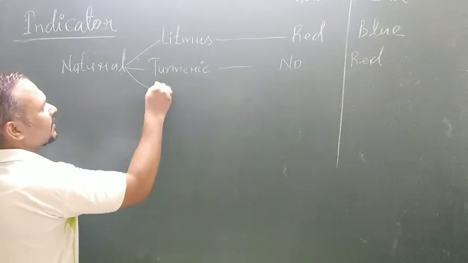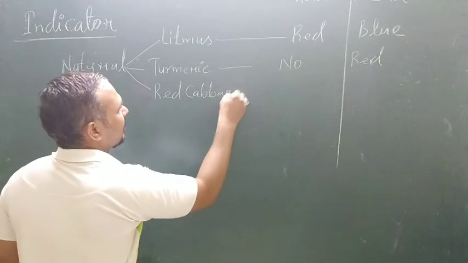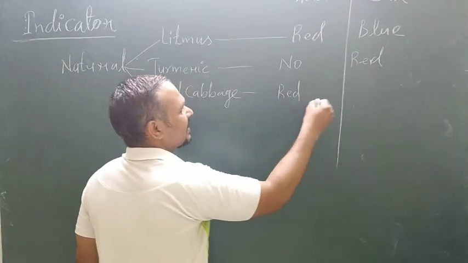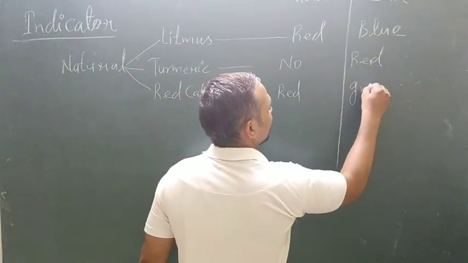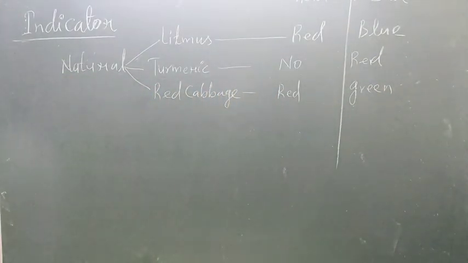Now the third one is red cabbage, which shows no change, it stays red, and it changes in the base solution. In the basic solution, it changes into green. Is it clear, students?